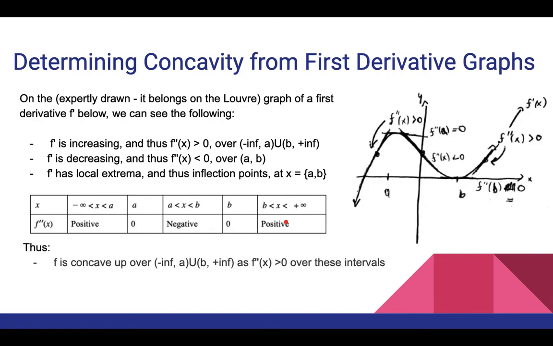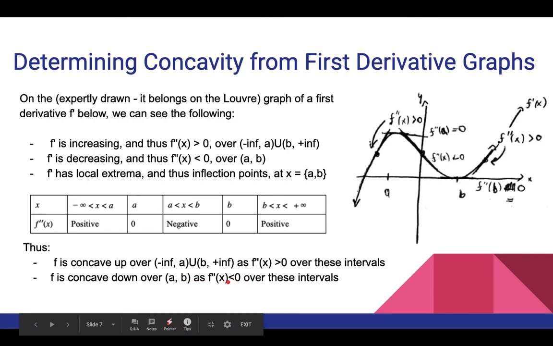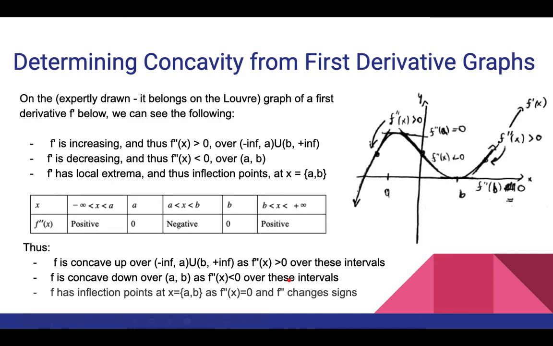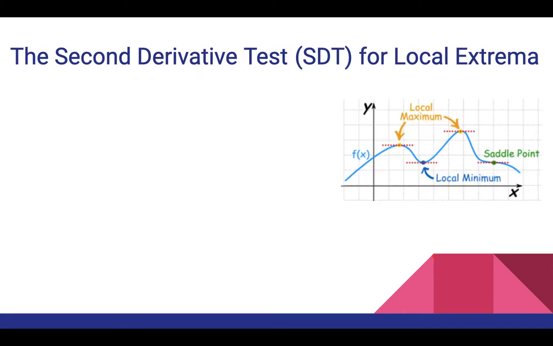That tells us as a result that f is concave up from negative infinity to a and from b to positive infinity, as our second derivative is greater than 0 over these intervals. f is concave down over a to b, as our second derivative is less than 0 over this interval. And f has inflection points at x equals a and b, as the second derivative not only equals 0 but also changes signs at these points. Again, the first derivative graph is a little bit trickier to work with, so we'll spend some time with this in class to make sure we have this really hammered down.